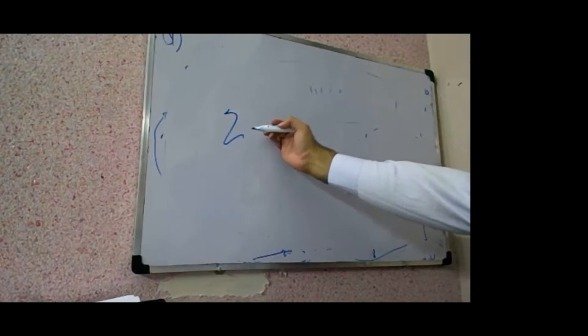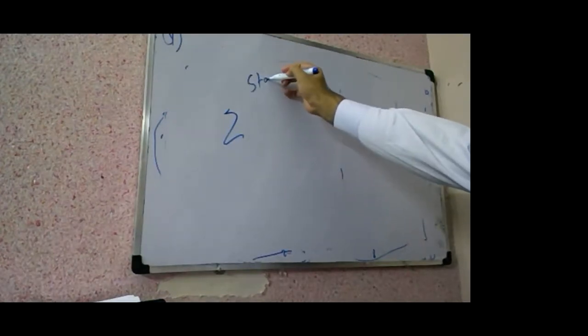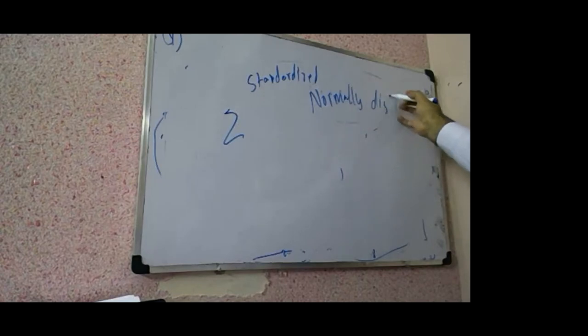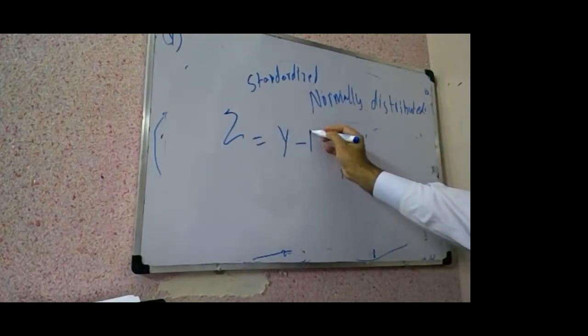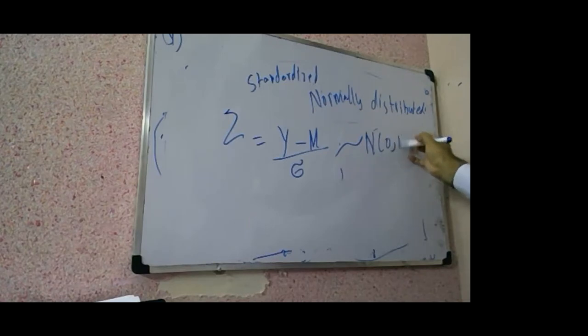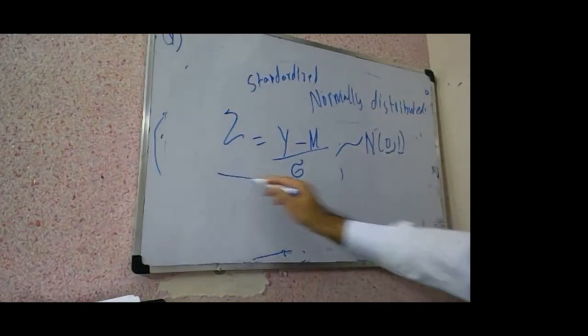Now, z. Z is a standardized, normally distributed variable. It's given as the variation from its mean upon sigma, which is normally distributed with mean 0 and variance 1. So mu is 0 in this case. It's normally distributed with mean 0 and variance sigma square 1. So from the previous example of the rainfall, the PDF between 1.9 and 2.0 can be obtained by putting the value of y 1.9 in. So now you understood normally distributed, right?